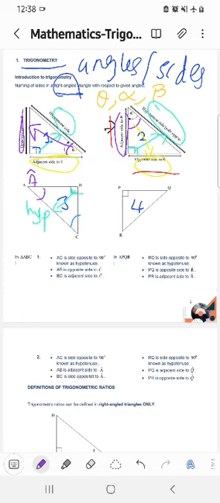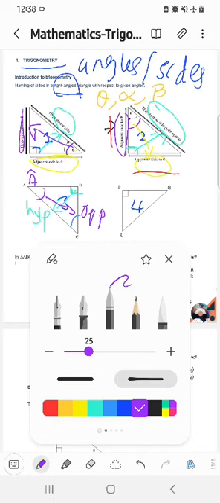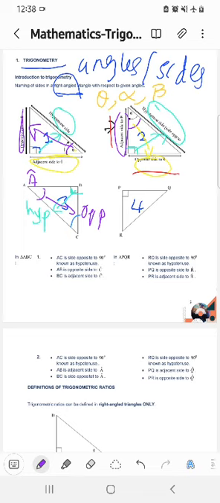Right, now relative to angle A, which side will be the opposite? Of course, the opposite to this one will be this side. So this side will be the opposite. And then the side next to A here, AB, will be the adjacent side. Then now we have our triangle. Now looking at triangle number 4.